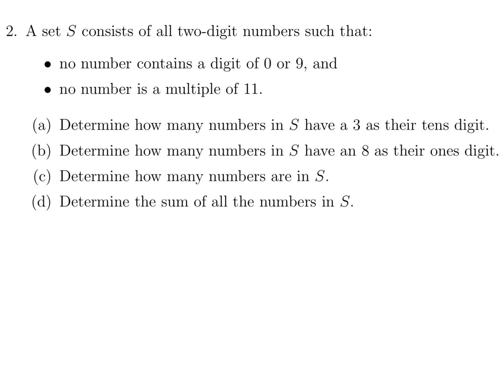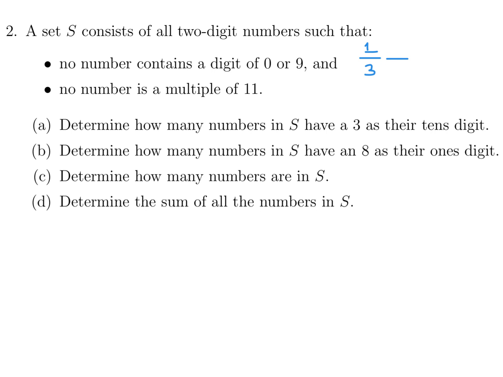A set S consists of all 2-digit numbers such that no number contains a digit of 0 or 9, and no number is a multiple of 11. Determine how many numbers in S have a 3 as their tens digit. All right, so there's 2 digits, right? The first one, they want a 3. So there's one choice there.